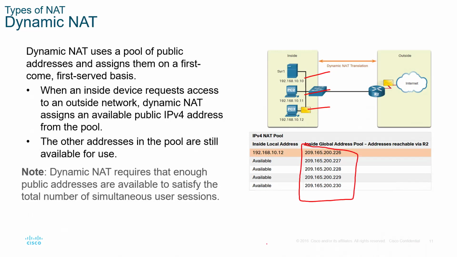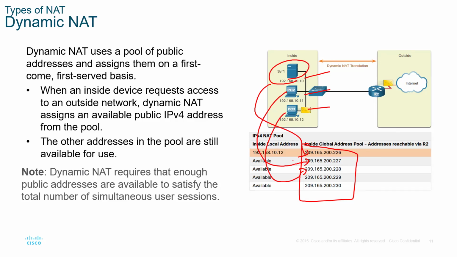I create a pool of public IP addresses. If this device wants to communicate with the outside network, it gets assigned a public IP address. If another wants to communicate, it gets assigned another one. It gets assigned another one. So to some extent, it might seem like it's a one-to-one mapping, but it actually isn't, because we are saying you get a public IP address from the pool only when a connection is needed with remote networks or a connection over the public network.